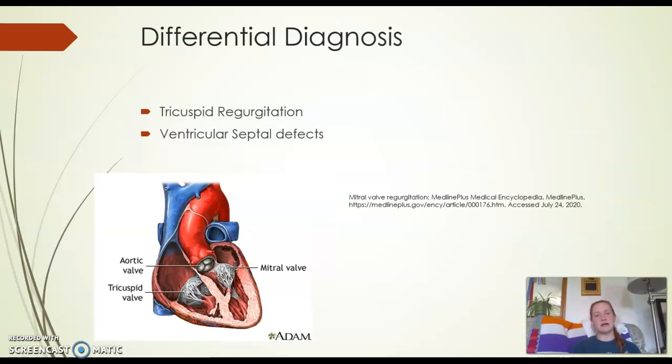So, differential diagnosis, basically anything cardiac-wise. A couple things that you might think it might be are tricuspid regurgitation or ventricular septal defects. These can present with the same signs and symptoms.